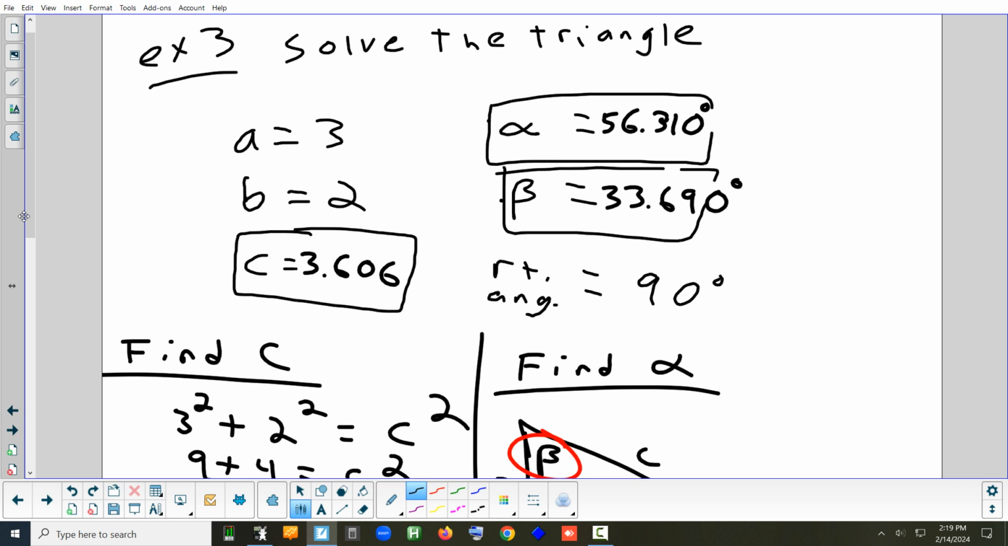Okay. So, any questions on that one? That's the 2a. So, whenever you have the two sides to start with, and you have to find the two angles, you have to use inverse trig. That's the only time you need to use it. If I give you two sides, you need to use inverse trig.